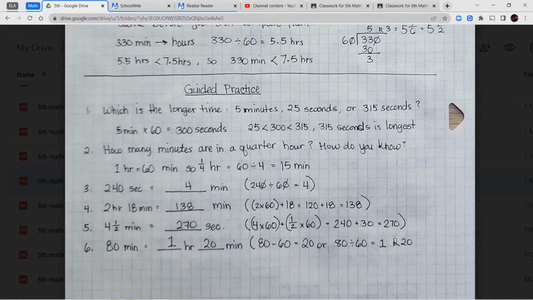And number 6, we have 80 minutes that we are going to convert into hours and minutes. Now you could do 80 divided by 60, which is going to give you 1 with a remainder of 20. Or you could just do 80 minus a group of 60 to take 1 hour out, and you'll be left over with 20. So it would be 1 hour and 20 minutes.